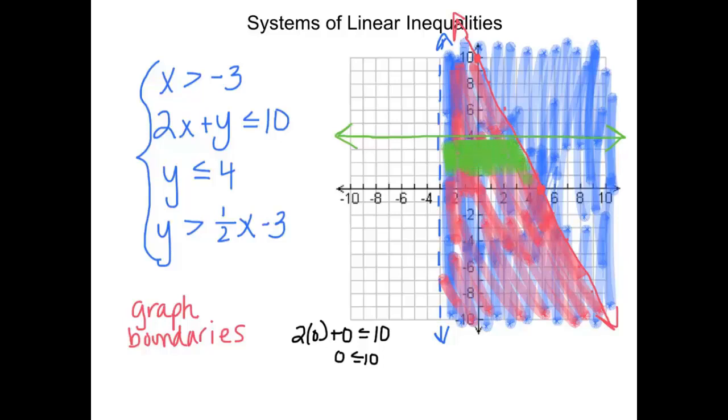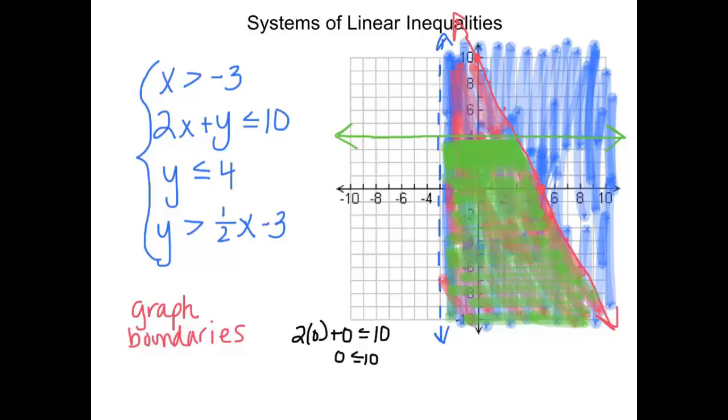So you can see, instead of shading everything under that line, I'm just starting to shade the region that I know is going to be part of our solution. I only have one more region to graph, and then we can see where all 4 regions overlap.